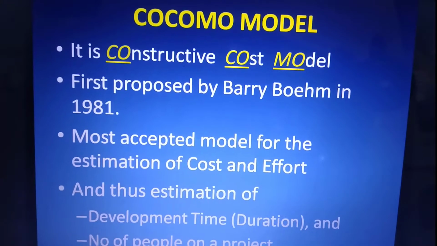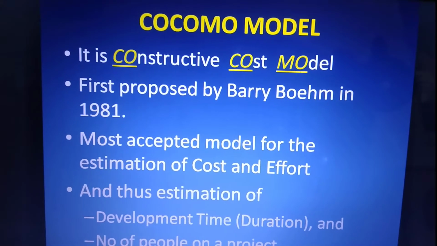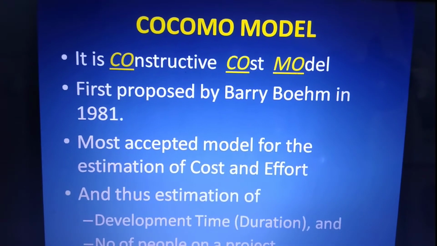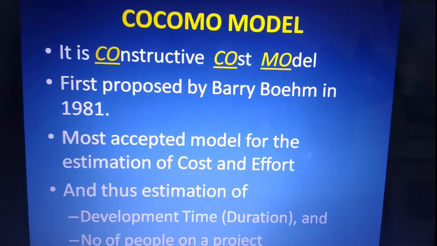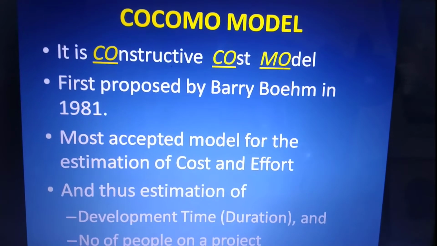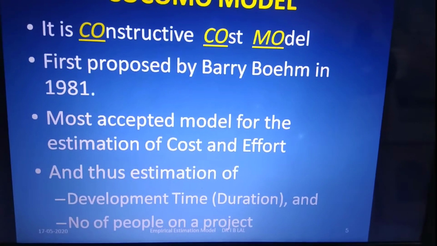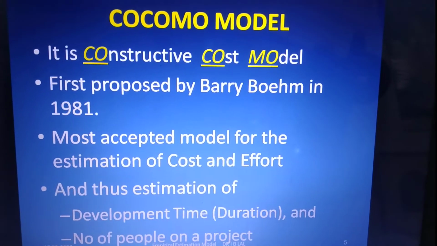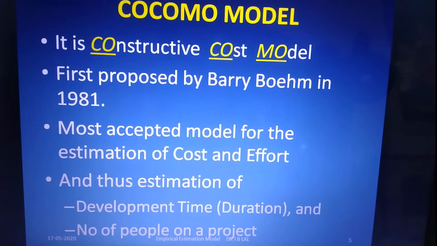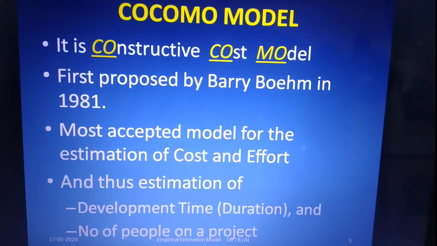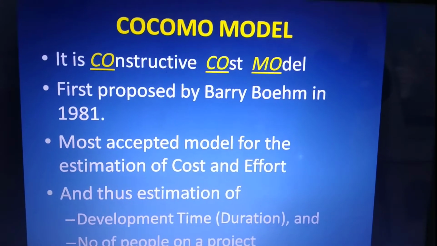Now we would see how the effort and cost of the software is estimated. The most accepted model was given by Barry Boehm in 1981, which we call the Cocomo model, constructive cost model. With this model, we can estimate effort and cost of the software program, and after getting this, we can also estimate the development time, that is the duration, and the number of people to be deployed on a project.